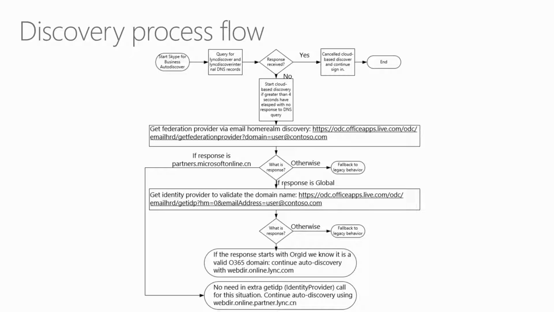If the response is the org ID, then we know this is an Office 365 domain, and now the Autodiscover process will continue against webdir.online.lync.com. If the response does not have org ID, well, then we will again fall back to the legacy behavior. Very similar the case if the response is partner.microsoftonline.cn when we query odc.officeapps.live.com the first time. If it is partner.microsoftonline.cn, then we will go to webdir.online.partner.lync.cn to sign in.